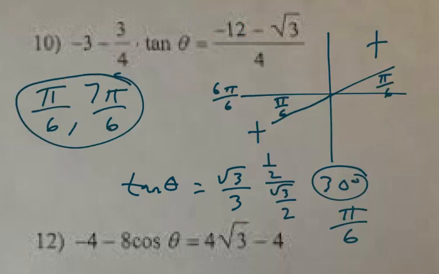So where is tangent square root 3 over 3? Tangent is positive in quadrant 1 and in quadrant 3. And the reference angle is 30 degrees, or pi over 6. But again, you're looking at your unit circle, so you should know the answers are pi over 6 and 7 pi over 6.